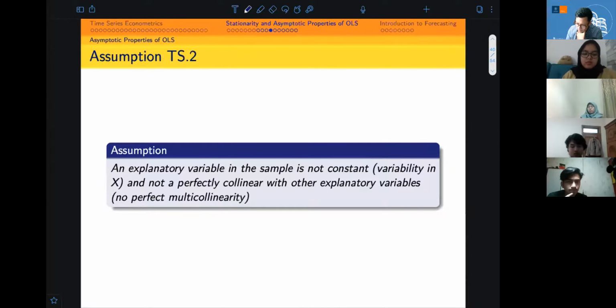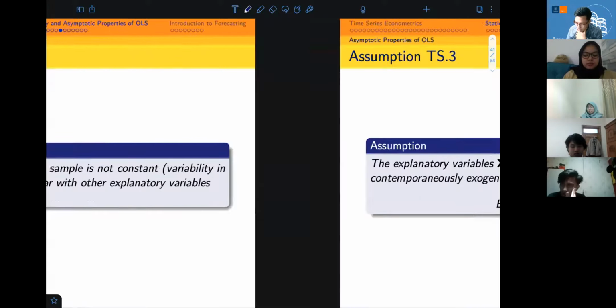The second assumption is that the explanatory variable in the sample is not constant. So you want an explanatory variable whose value changes, and that is not perfectly collinear with other explanatory variables. So basically, no perfect multicollinearity.